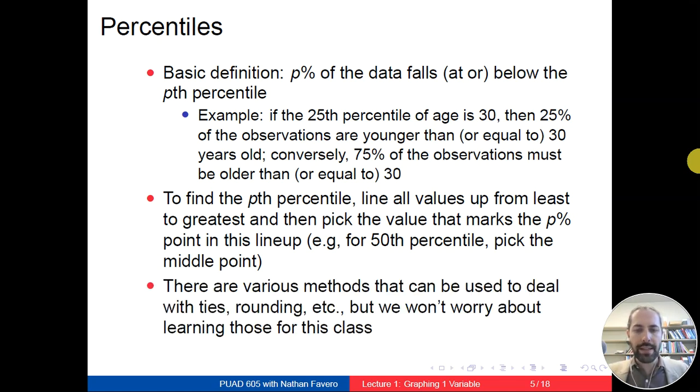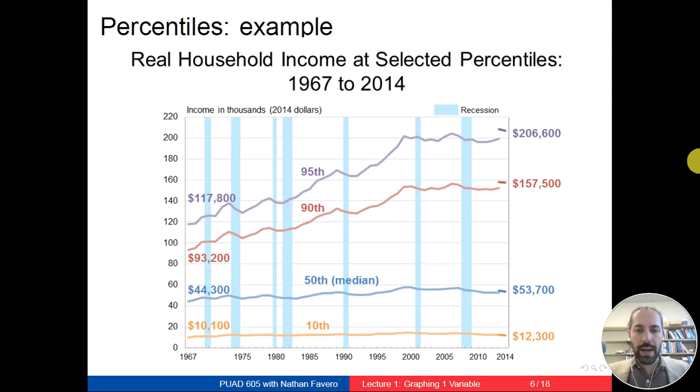There are various methods that can be used to deal with ties. Like I said, if we have a bunch of observations that are equal to 30, or with rounding, other things like that. But we're not going to worry about learning those different approaches in this class. There's not one way to calculate a percentile if you have to deal with ties, for example, but we don't care so much about those details. So let's look at a practical example.